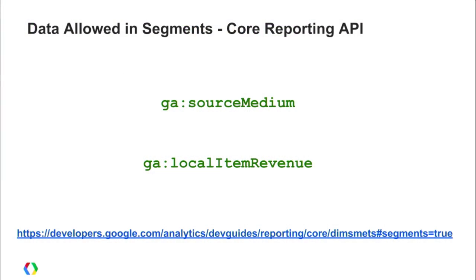We also enabled segmentation for a few different dimensions. So there's source medium. This is a relatively new dimension. We added source medium, which is a combination or concatenation of source and medium. So this is also now allowed in segments. And then we have local item revenue, which is also now allowed in segments. So not all dimensions and metrics can be used in segments. You can go to the Dimensions and Metrics Explorer again. There's actually an option to select on the front page, a little checkbox there, and you can select that, and it'll show you which dimensions and metrics are allowed in segments. And also if you view the description of any dimension or metric, it'll indicate whether it's allowed in segments. So these two have now been changed to yes, allowed in segments.